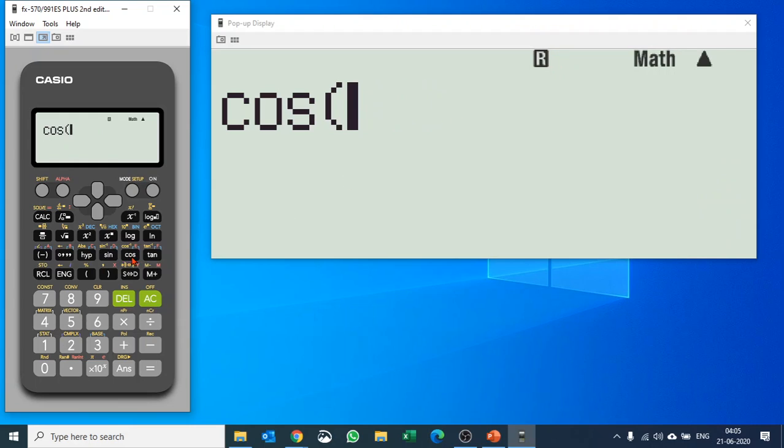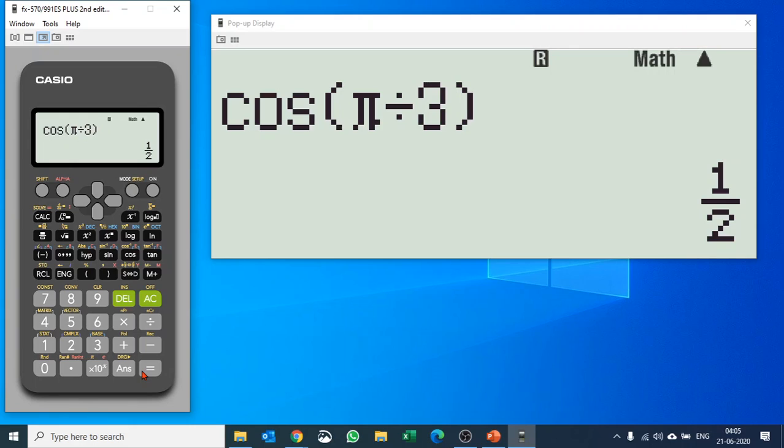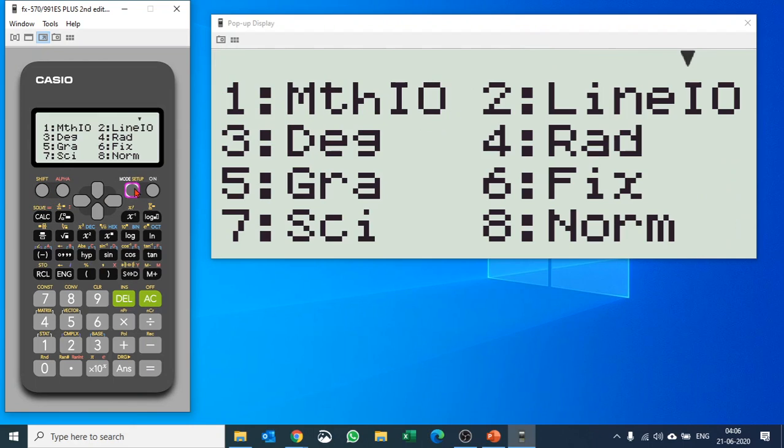Let's calculate cos of pi over 3. Pi is the button over here. Hit shift, divided by 3, and again 1/2. So you can change your calculator settings to radian by just going to shift and setup. You have some more options there, so just get used to it. I'll just try to explain some of the functions there.